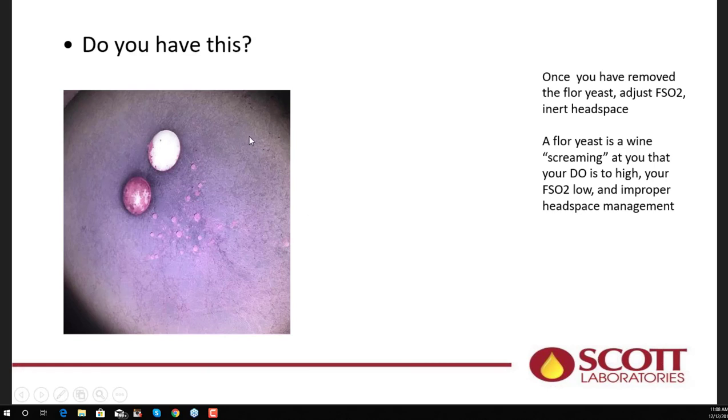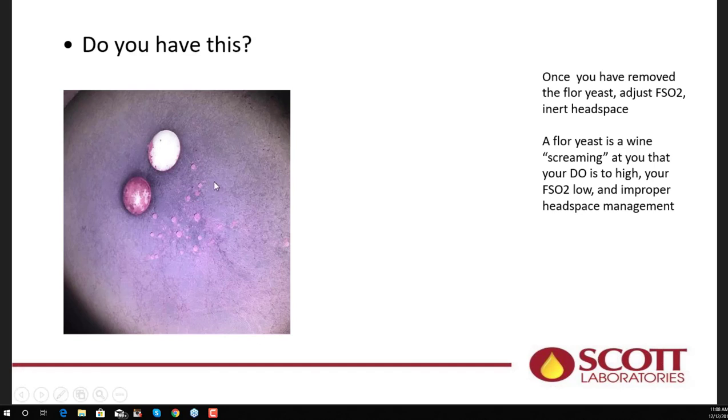So do you have this? Have you ever seen this? This is a floor yeast. This is on the top of the wine. It kind of creates this slime on the top of the wine. It's called a mycoderma. It's done by an oxidative yeast called Candida. And it's one of the only microorganisms that really forms something you can see. It's like a gel on top of the wine.